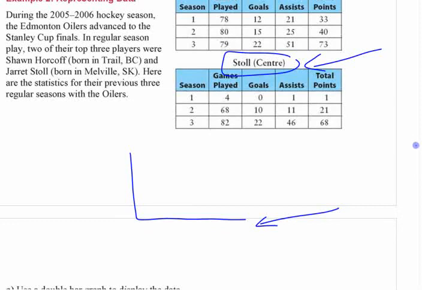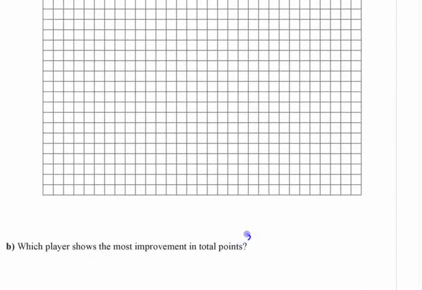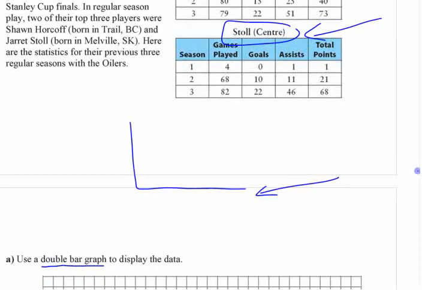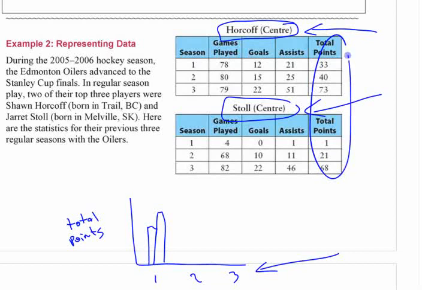If you want to compare these two players, if you're thinking about total points here, if we're talking about total points, we can make a double bar graph here with the seasons. You could go 1, 2, 3. You could show the seasons if you want. You could do total points. And then you could do the two players for each bar, right? You could do that, or whatever it is. So you could do that stuff.